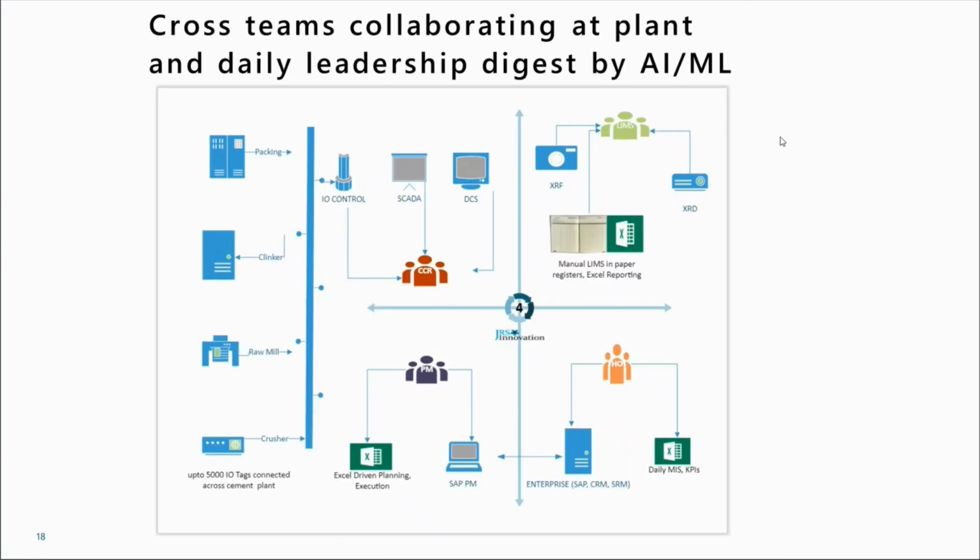This is another way to look at the same information. So if we see here, four blocks we see. One is around just the complexity, and it's just the information point. But if we look on the very left side, we see thousands of tags, long wires, kilometers of running from packaging, clinker, raw mill, crusher, pretty much all the areas.